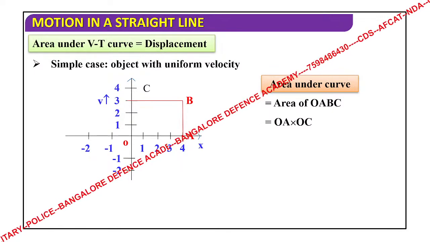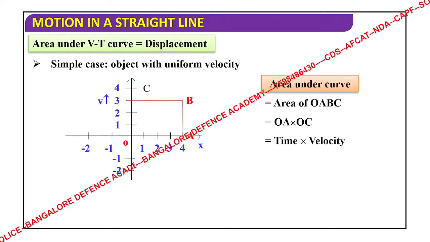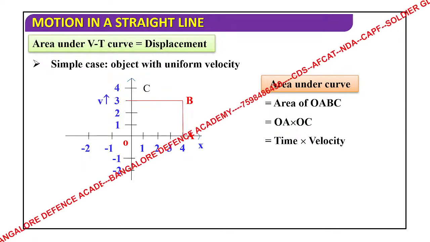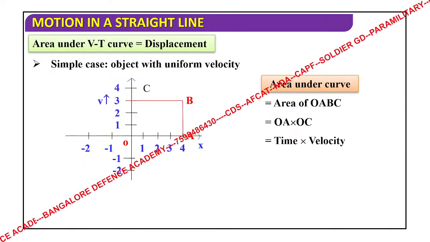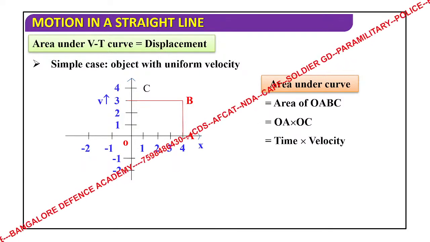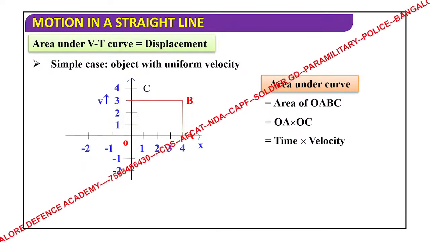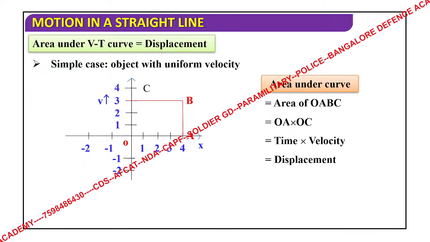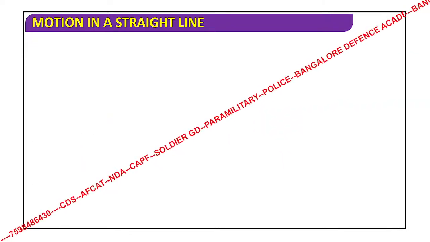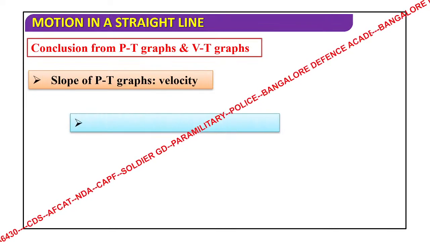So what is the OA value here? OA is equal to 4 and OC is equal to 3. So time into velocity. You know the formula for velocity: velocity is nothing but displacement by time taken. So here you get the displacement. Displacement you get as 4 into 3, that is 12.